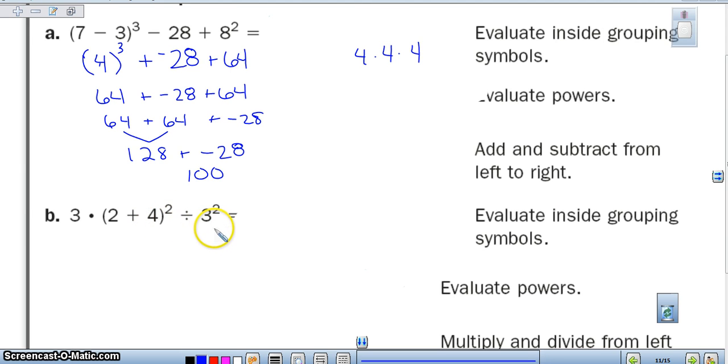If you would right now take a look at this problem, 3 times (2 plus 4) squared, divided by 3 to the second. Pause the video and see if you can solve this one, and then I am going to show you. Pause it at this point.